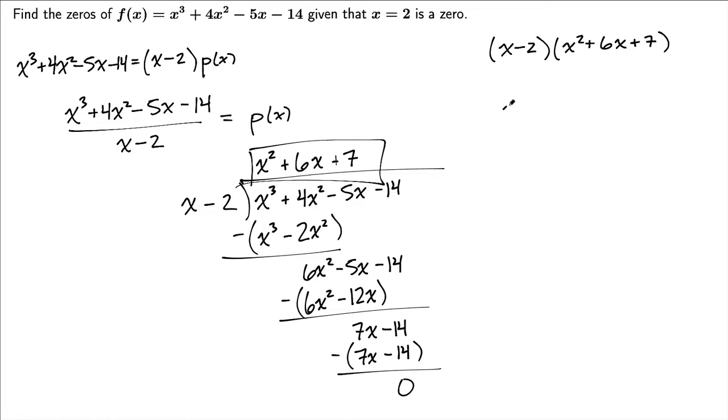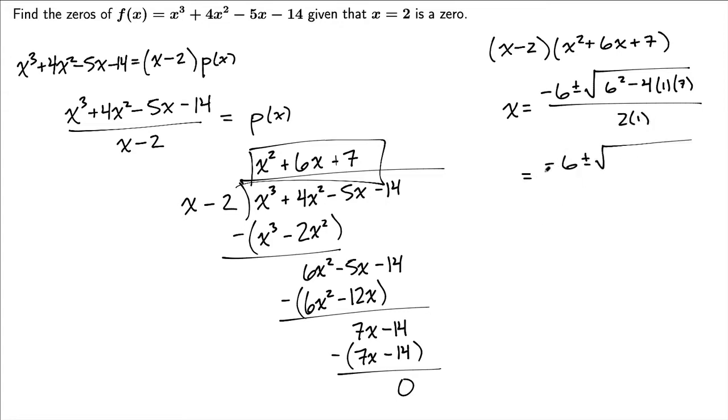We have x equals negative b, so negative 6, plus or minus the square root of b squared minus 4ac, all over 2a. So we've got negative 6 plus or minus the square root of 36 minus 28, over 2. Well, that's the square root of 8, which is 2 root 2.